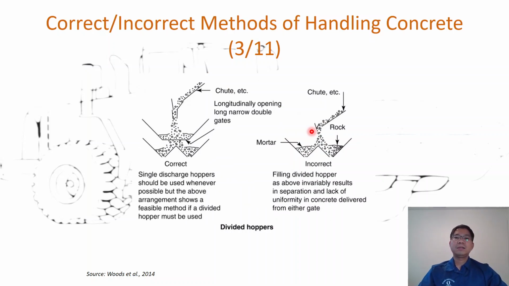Or we use a divided hopper for two-way weight. If we don't use it, as you can see, the opening should have a narrow double gate so that the concrete will distribute to both sides of the hopper, compared to just directly putting it in and leaving it alone. Then the rock tends to go to the right and the mortar goes to the left, and the quality will not be homogeneous.